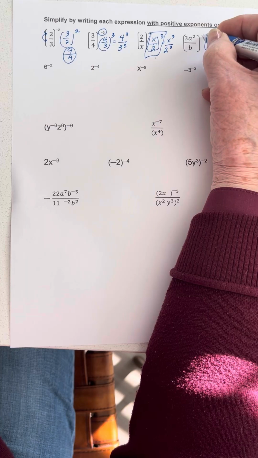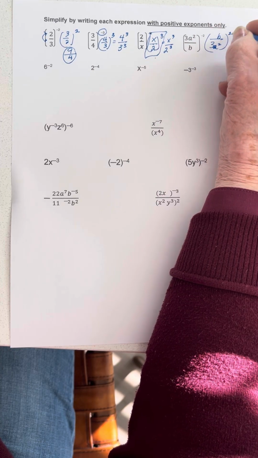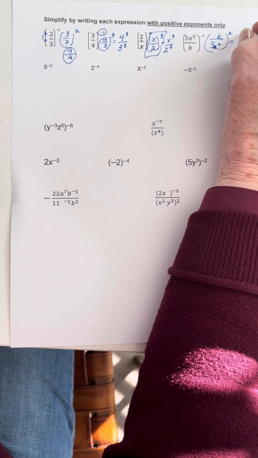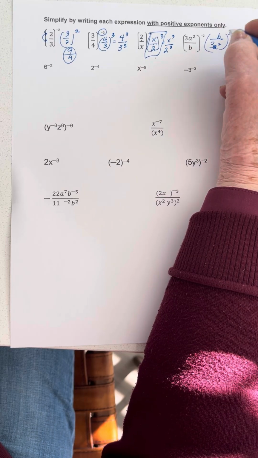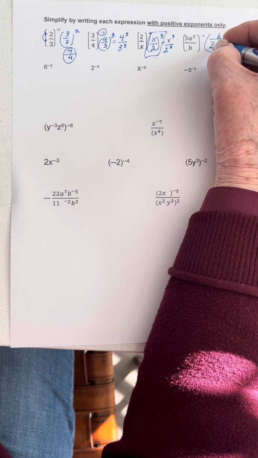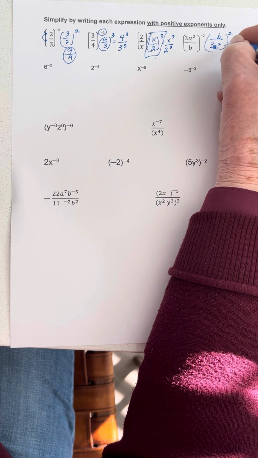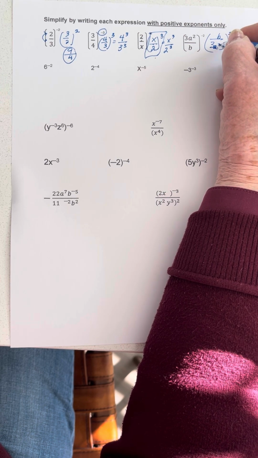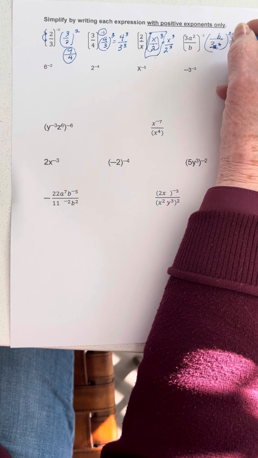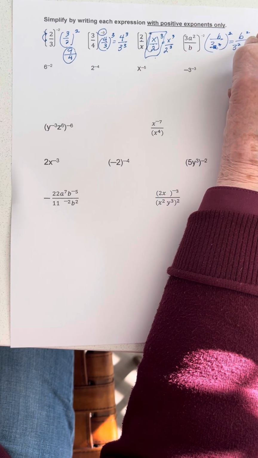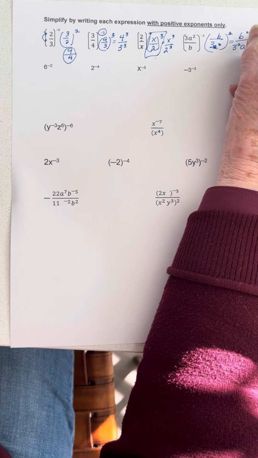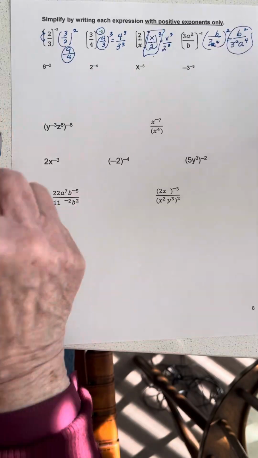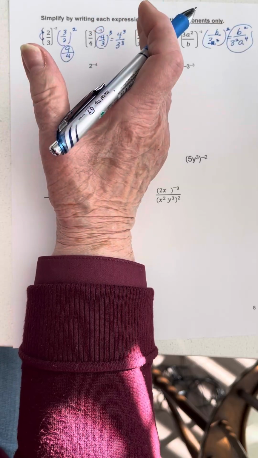And instead of taking it to the negative second power, we're now going to take it to the positive second power. So we're going to square the top, and now we have to square everything in the bottom. 3 squared, a squared squared. Remember, when we have an exponent taking it to a power, we're going to multiply the exponents. So here's our answer.